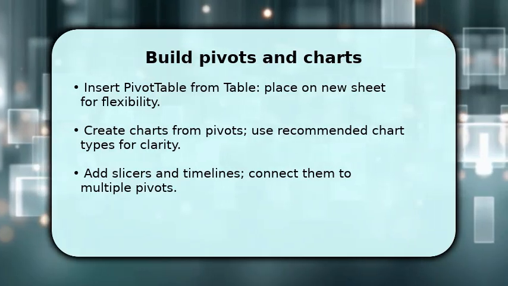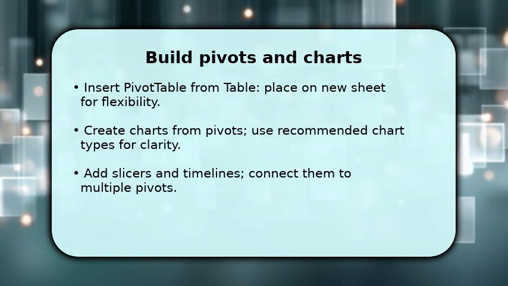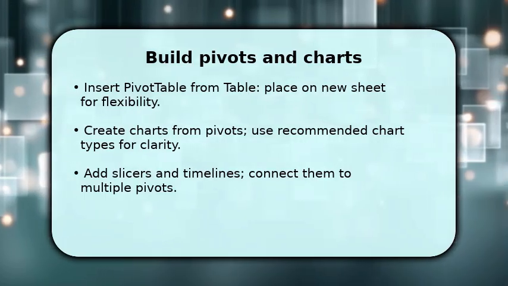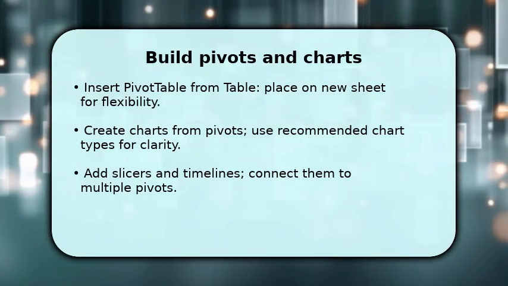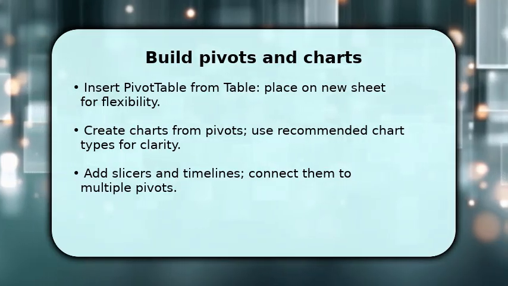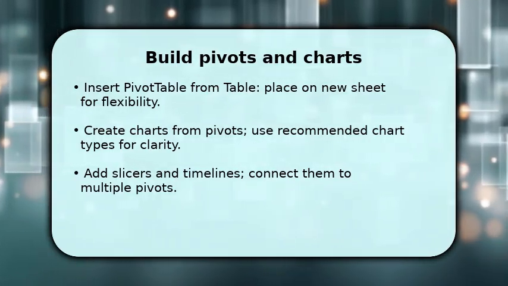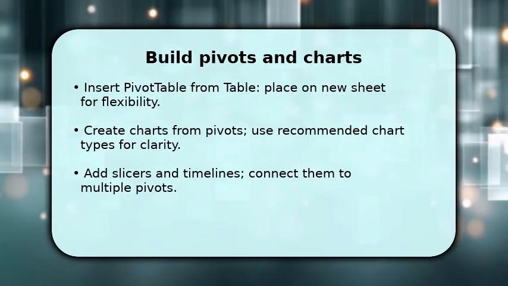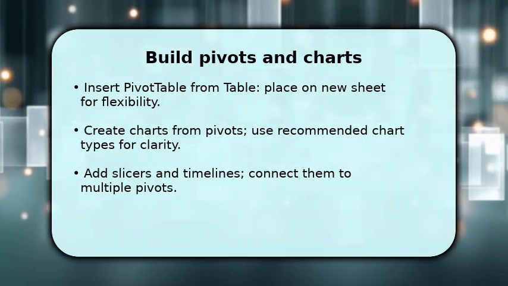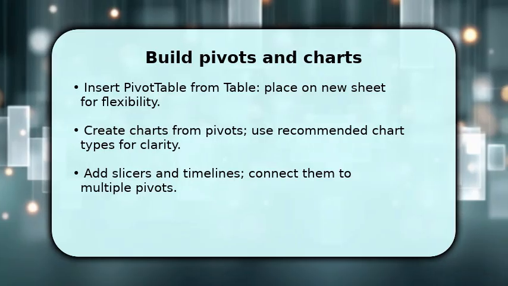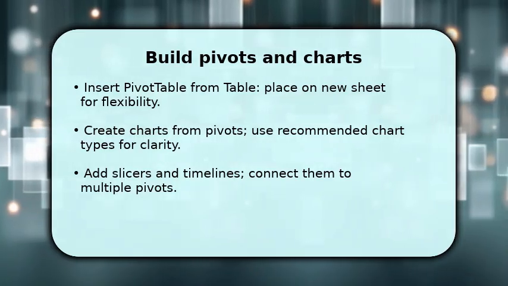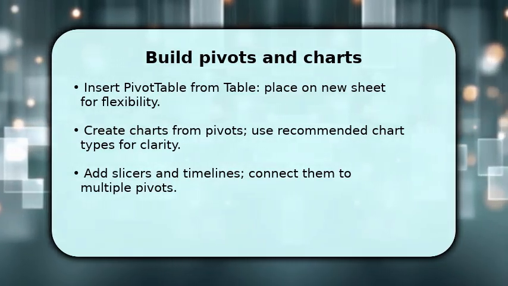Choose simple types like column, line, or combo to show trends versus composition. Once charts exist, add slicers or a timeline to let users filter interactively. Make sure each slicer is connected to the relevant pivots. Use consistent colors and data labels to reduce cognitive load. Save a copy before extensive formatting in case you need to revert.